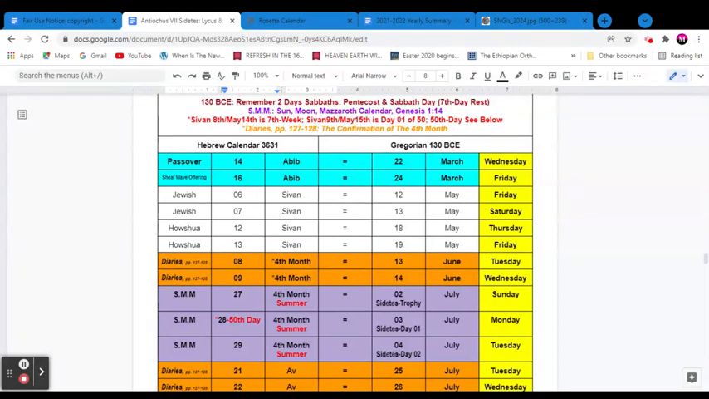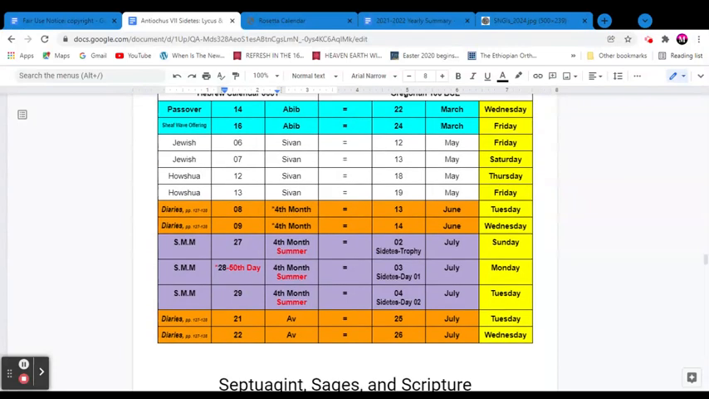Now, to determine which method we should use to get Pentecost, we have to convert the Gregorian date to the Hebrew date. So remember I told you about that range. The range is in orange, right here in orange. So when I put in June the 13th for the year of 130 BC, let's do that together now.